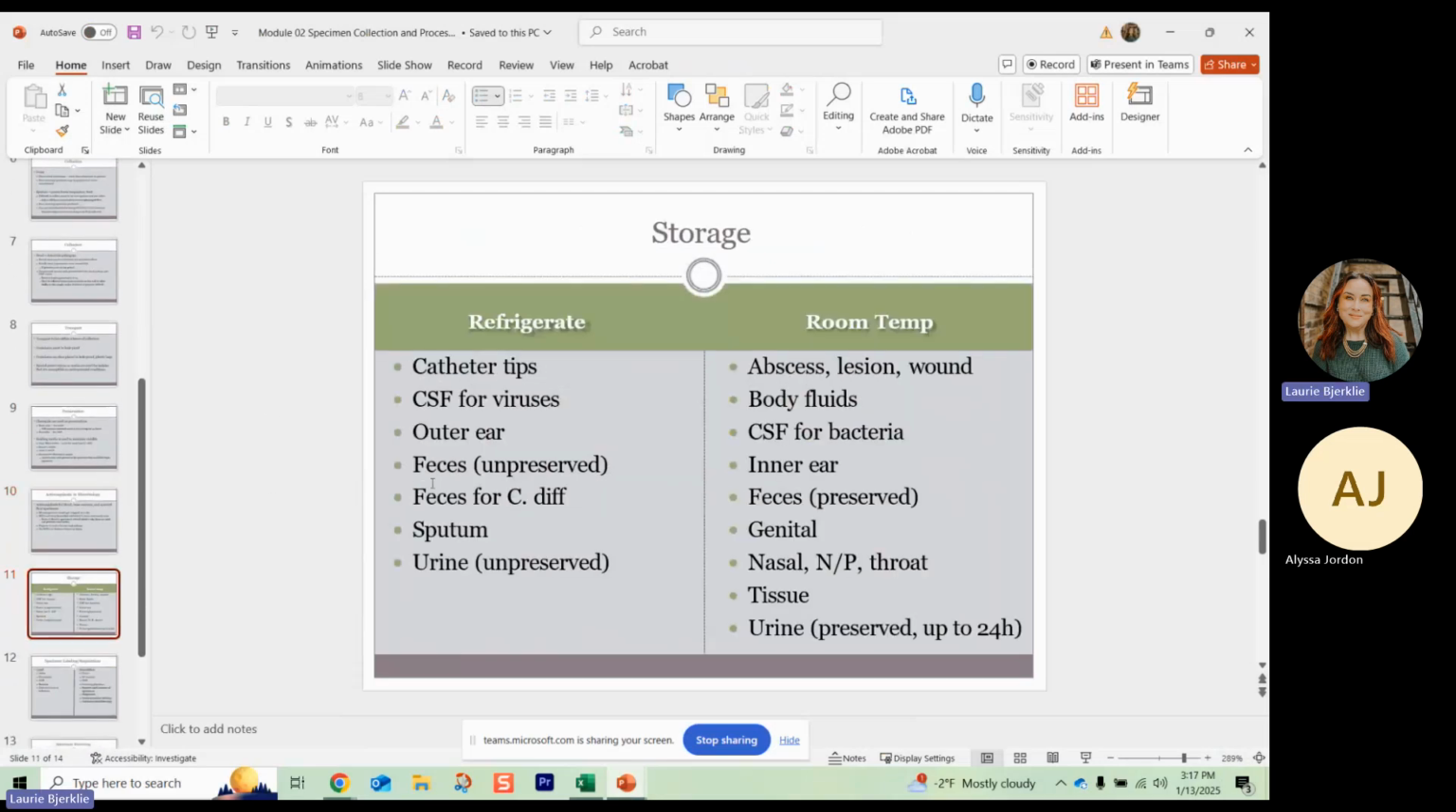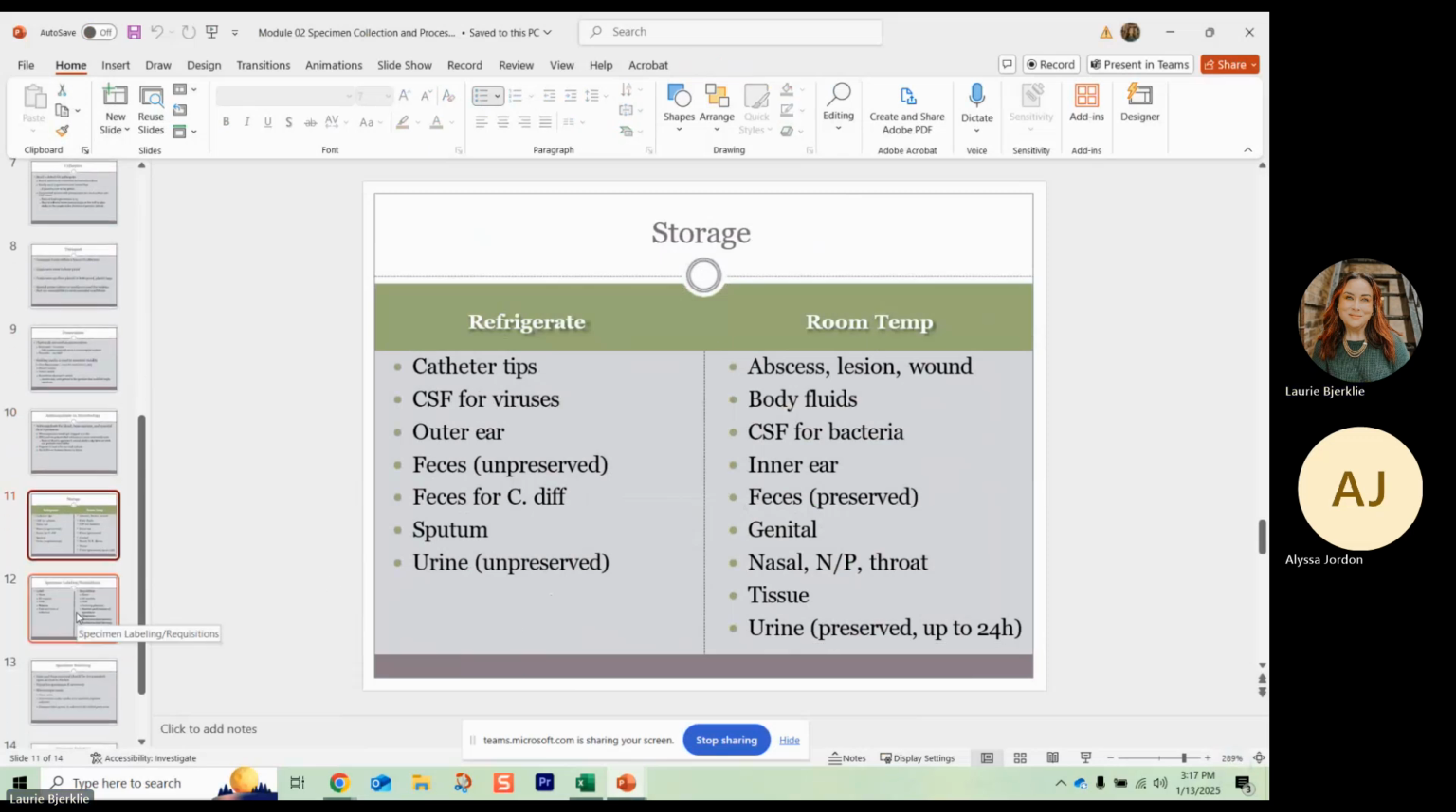All right, ideally we refrigerate these items. These items could stay room temp just because of if they have preservatives or just the nature of what they are. Urine definitely has to get refrigerated if it's not preserved, if it's just in a normal urine cup. If it is preserved, then it could be room temp up to 24 hours.